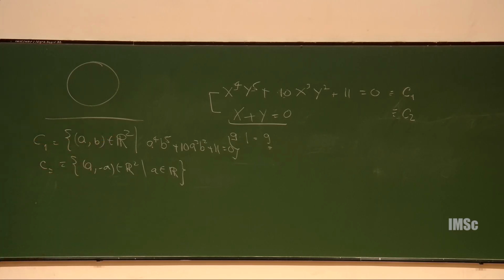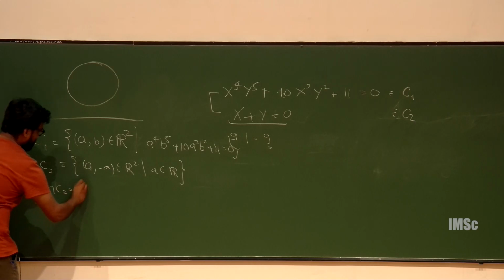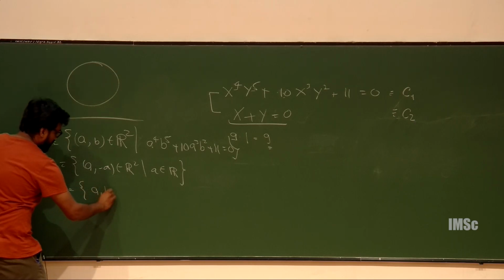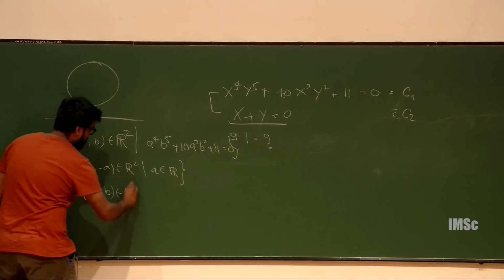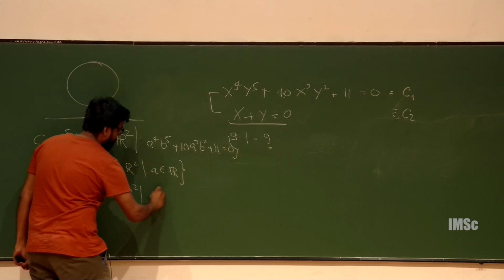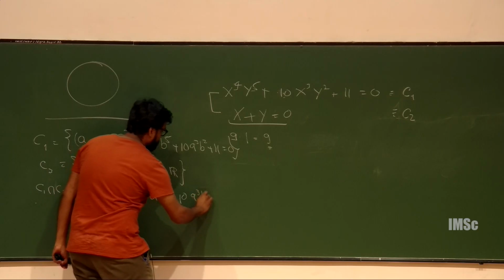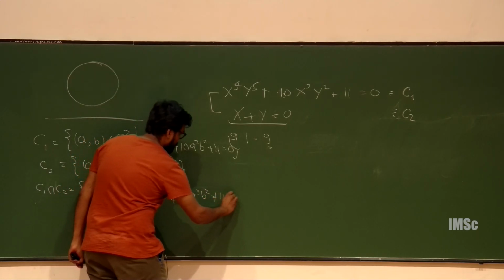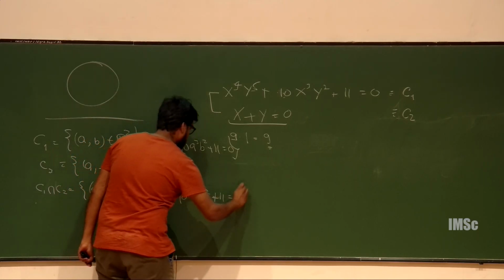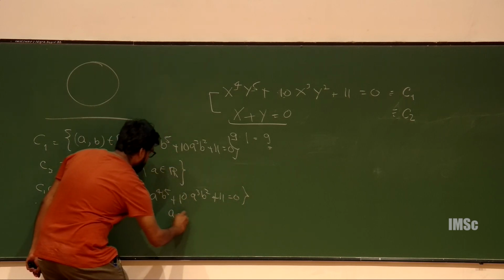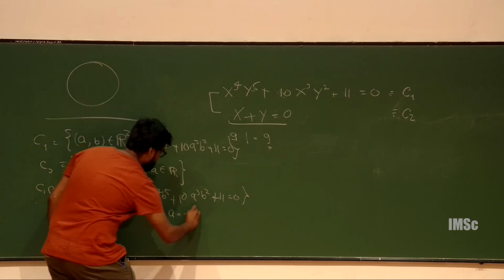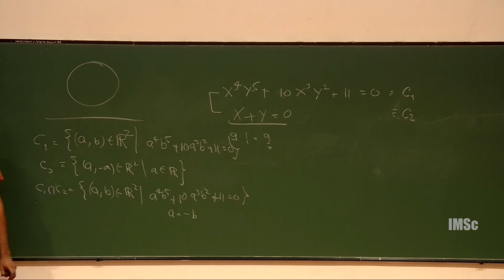And we want to understand what is the intersection. What do I mean by this? I mean (a, b) such that first this equation is satisfied, and my a is equal to minus b, right. These three equations I want to satisfy.